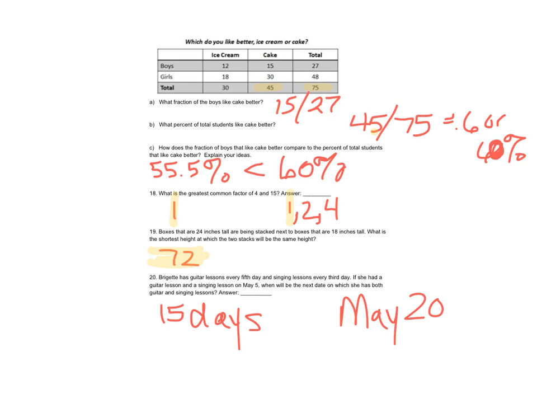All right, and then Bridget has guitar lessons. This is the same thing. You're just applying it. So she has guitar lessons every 5th day, and she has singing lessons every 3rd day. She just had both of them on May 5th. She'll have both of them again in 15 days. So that's May 20th is when she'll be having both of those lessons.